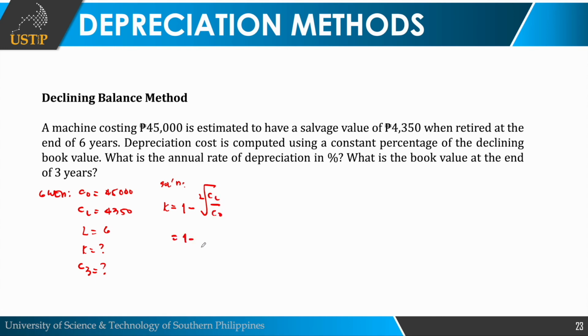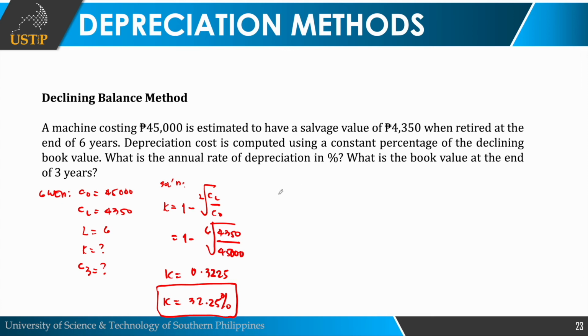So that is 1 minus the 6th root of 4,350 divided by 45,000. So our K, class, is 0.3225. In percentage, that is 32.25%. Okay, so this is now our rate of depreciation.